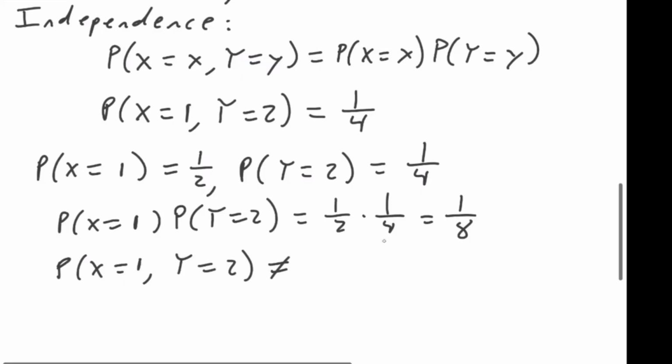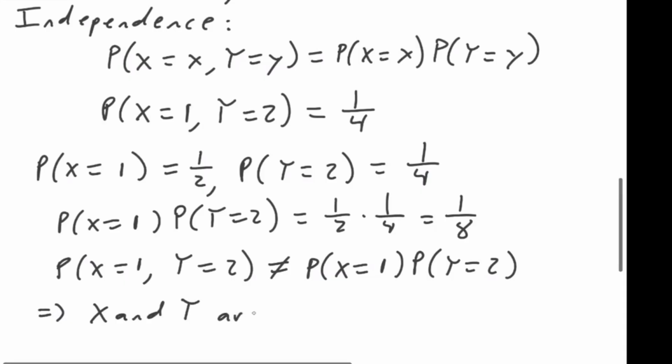does not equal the probability that x is equal to 1 times the probability that y is equal to 2, right? Because this is equal to 1/8 and this is equal to 1/4, so they're not equal. Therefore, this implies that x and y are not independent. They depend on each other, right?